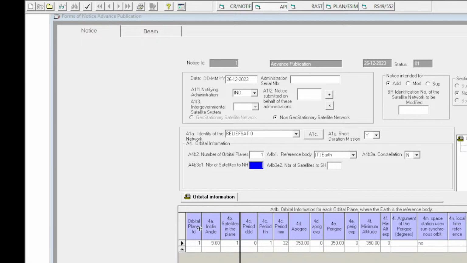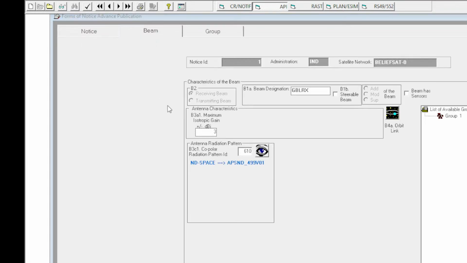Then there is orbital information. So the orbital plane ID will be taken as 1, inclination angle as 9.6, satellites in plane will be 1, period is taken as 96. Okay, then for some reason it's 30. Okay, fine. It's not going anywhere. So apogee and perigee are mentioned as 350, 350. Minimum altitude is also taken as 350 because we are considering the entire plane as circular. Then we will fill out two indices, one for the global beam being TX and another being RX, for uplink and downlink purposes.